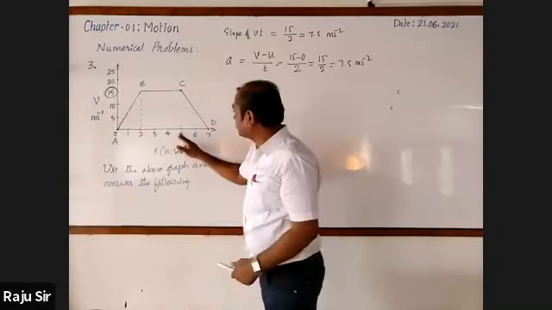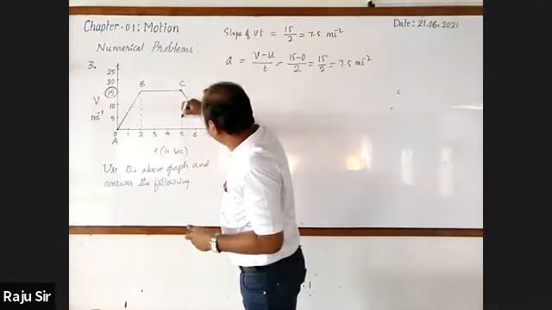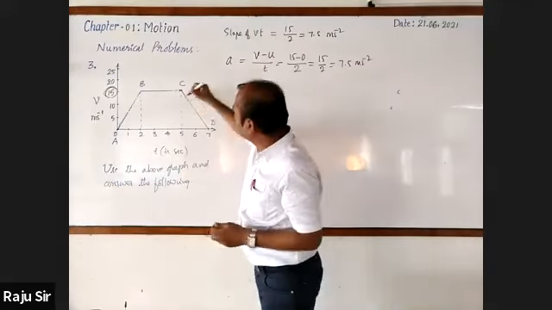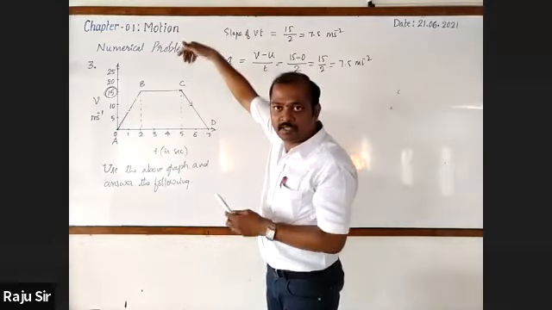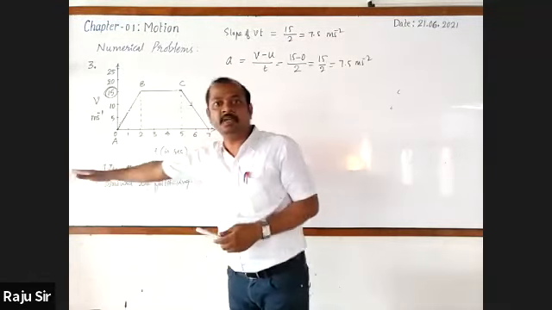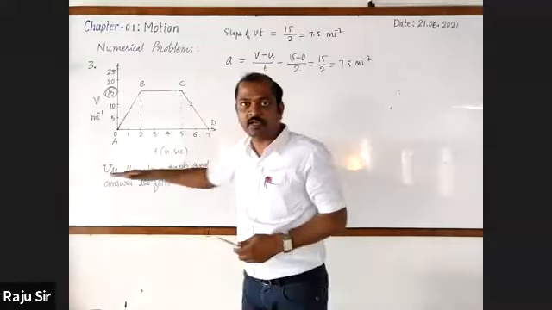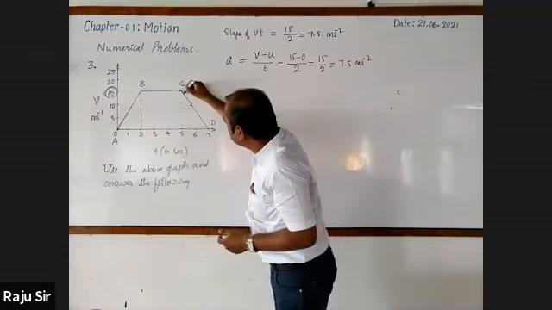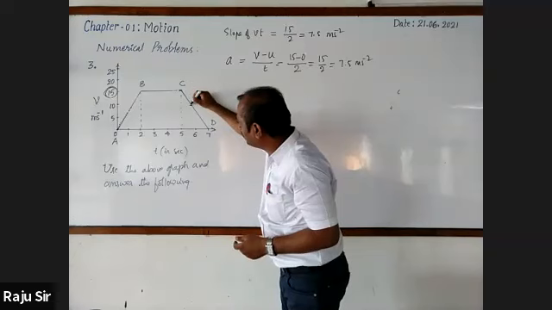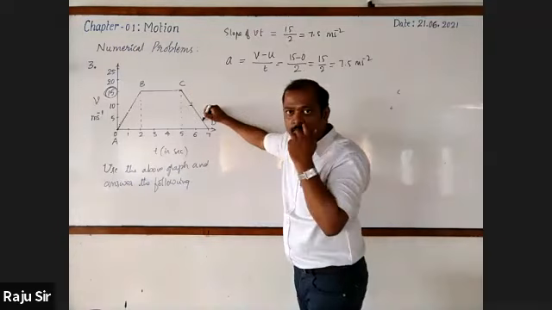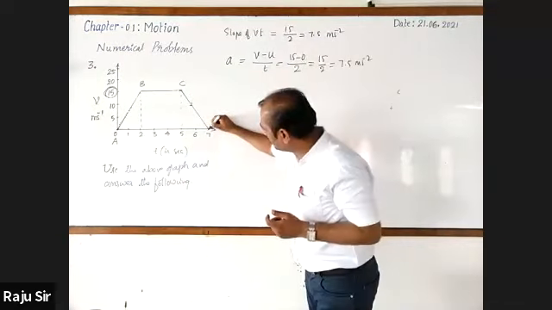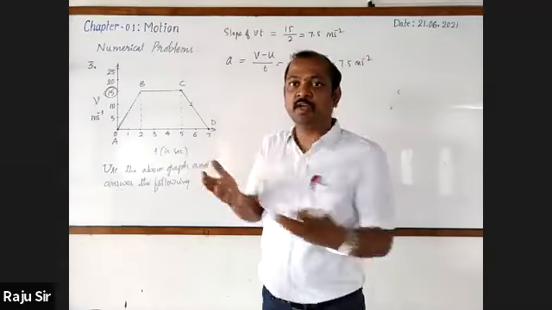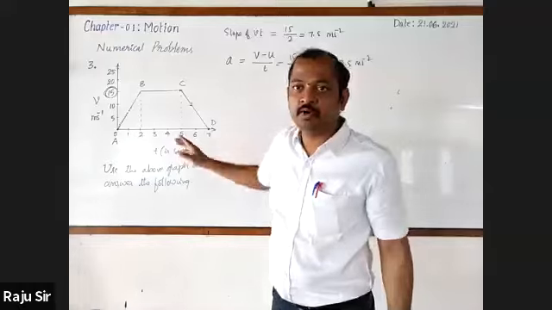Now, after 5 seconds, observe, the body is decreasing its speed, right? 15 to 10, 10 to 5, 5 to 2, 1, then 0. What does this point D indicate? 0. The body has come to rest. Its final velocity is 0.